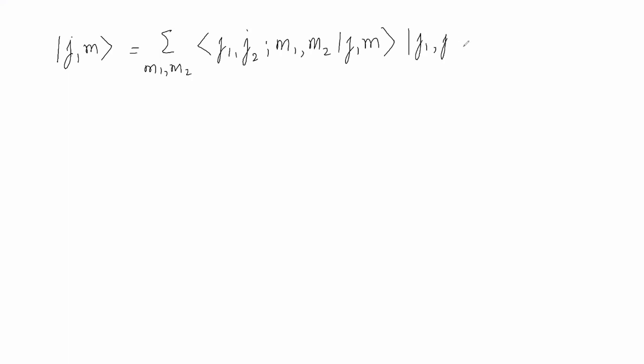I had written J, M as equal to M1 M2, J1 J2, M1 M2, J, M along with the ket, sorry, M1 M2. Now we are considering the case where M is J1 plus J2 and J is also J1 plus J2.